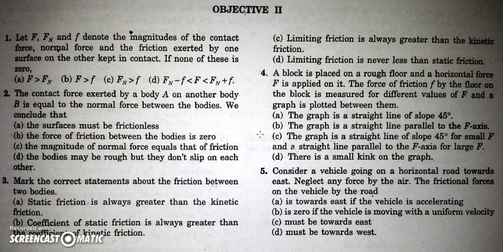In the next question, there is a block placed on a rough floor and a horizontal force F is applied on it. The force of friction f by the floor on the block is measured for different values of F. A graph is plotted between them. We can say as F increases, till the moment it reaches the limiting friction, friction will also increase and it will remain equal to F. So friction will be equal to the applied force till the moment the system is not moving. Obviously when these forces are equal, the initial slope of the graph will be 45 degrees or 1.